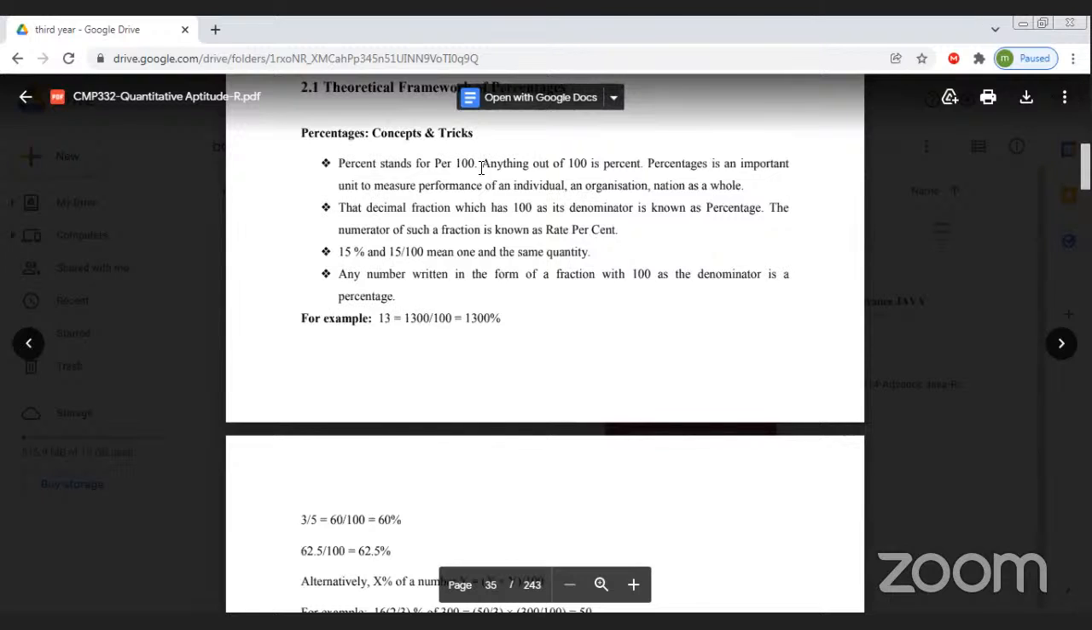Percent stands for per hundred, meaning whatever number is given to you, let's say 26. 26 is the number and you need to find the percentage of 26. What you have to do is multiply by 100 and also divide it by 100 in this form. It means the same quantity. It will be 26%.